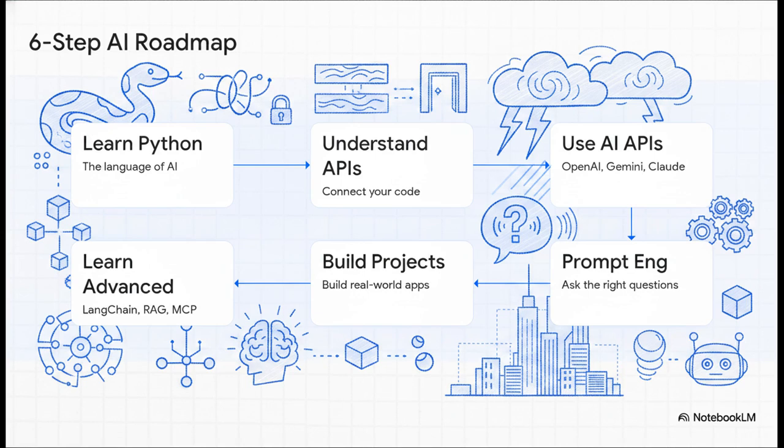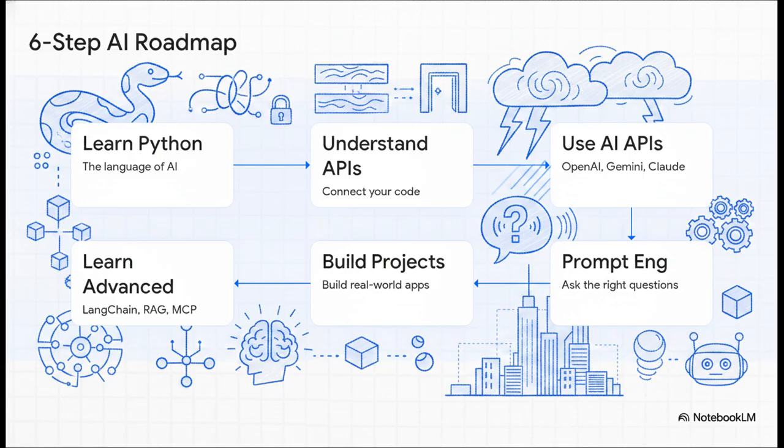Look, the best part about all of this is that you absolutely do not need a computer science degree to get started. Anyone can dive in with this simple 6-step roadmap. If you want to build things, start off by learning Python. It's pretty much the primary programming language of AI. Next, Step 2, understand how APIs work so you can connect your code to other software. Step 3, get an account and start playing around with the official APIs from OpenAI, Gemini, or Claude. Step 4, practice and refine that prompt engineering we just talked about.